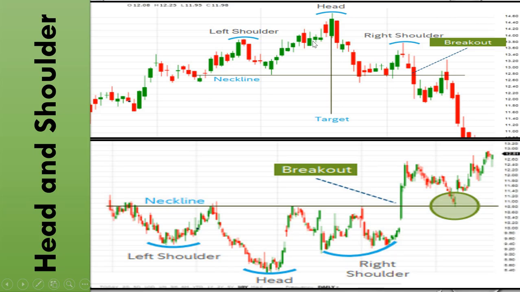So this is an upward head and shoulders. But it can be a reversal also. The prices move down, again it increases, again it moves down, higher than before, again it increases and again it moves down. So this is known as reversal head and shoulders.